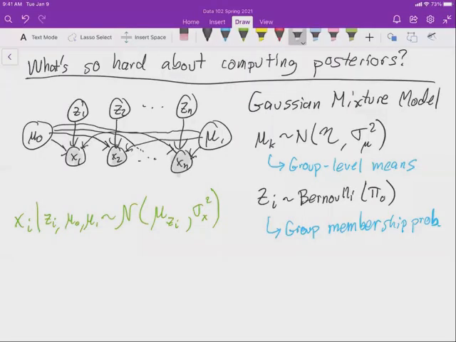In this video, we're going to talk through why computing the posterior is hard and show an example where even in a relatively simple model, trying to find a posterior exactly gets really intractable really fast.